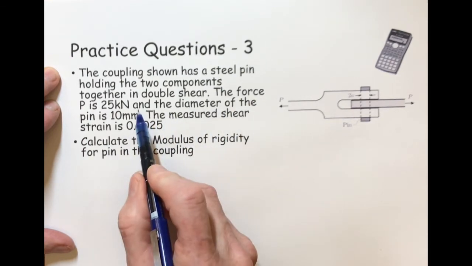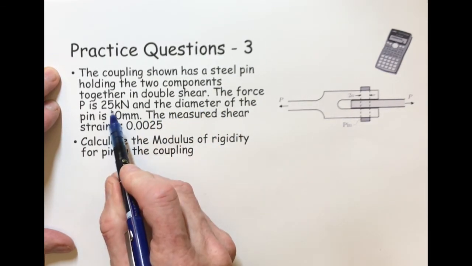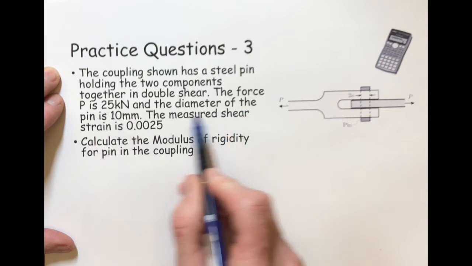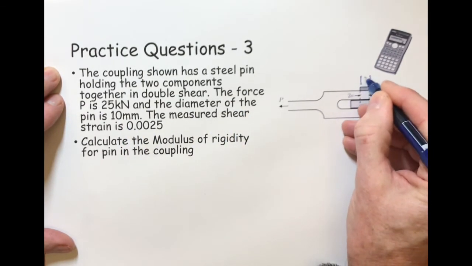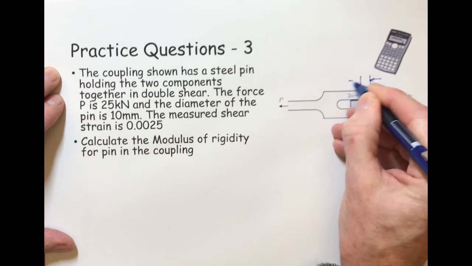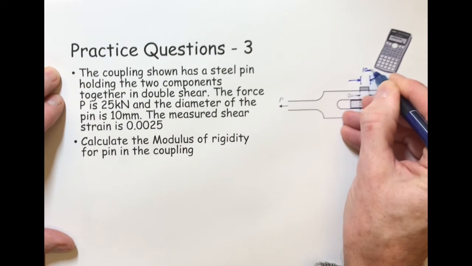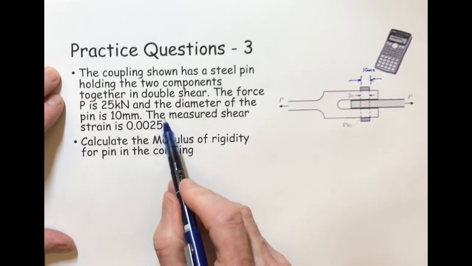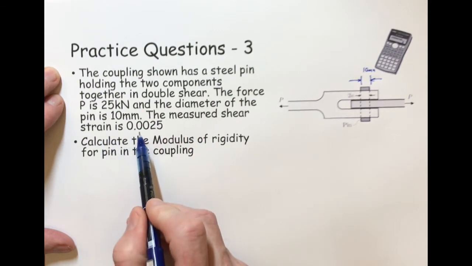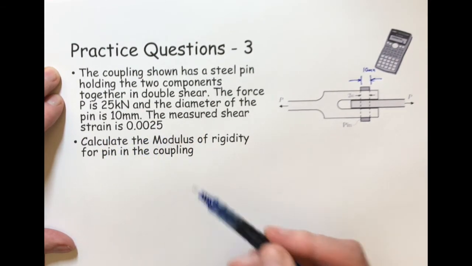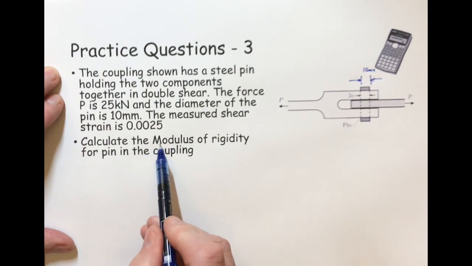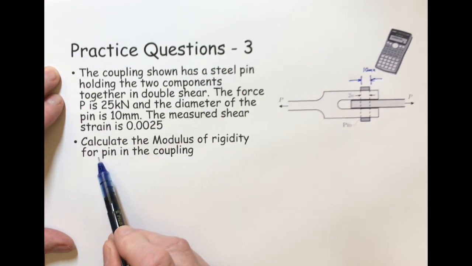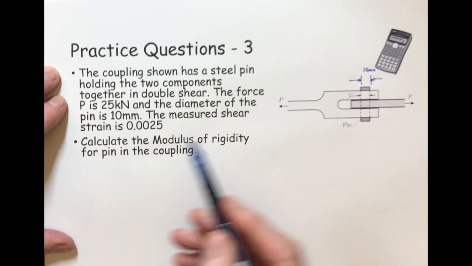The force is 25 kilonewtons and the diameter of the pin is 10 millimeters. So that's 10 millimeters across there. Let's put a diameter, just mark that in there. 10 millimeters there, and the measured shear strain is 0.025. So we're given the shear strain, we don't need to calculate that, and you've got to calculate the modulus of rigidity for the pin in the coupling.